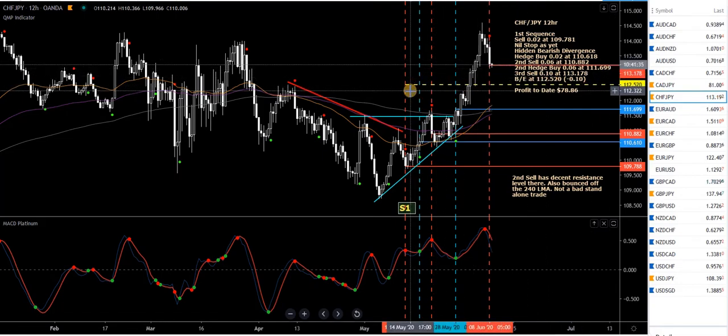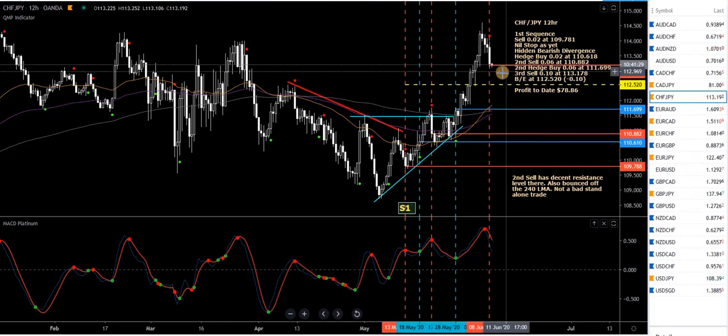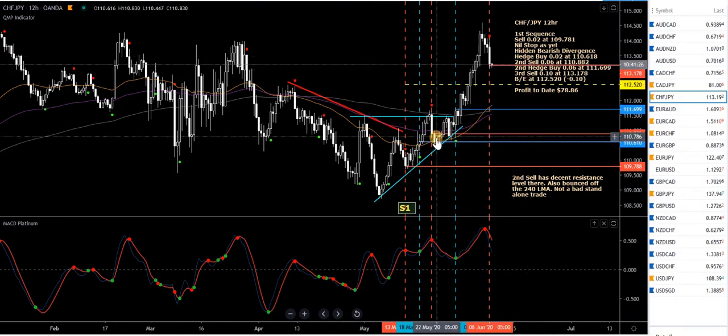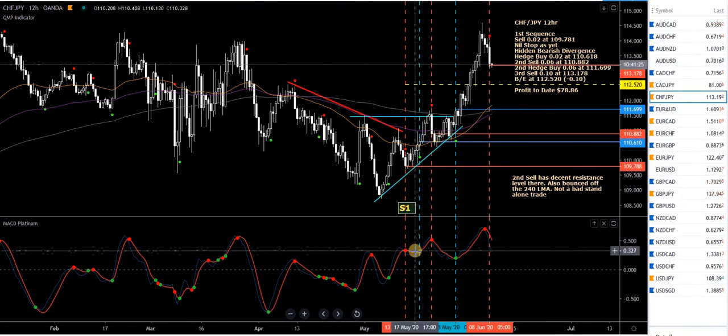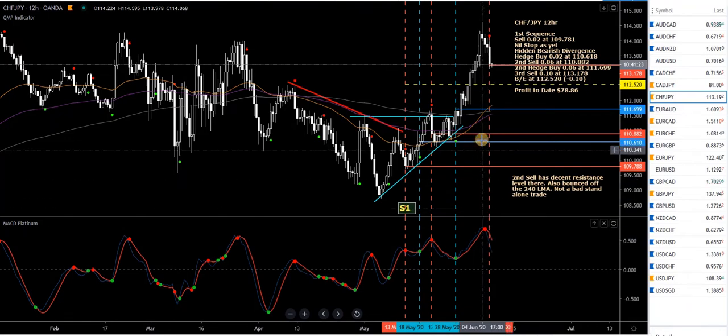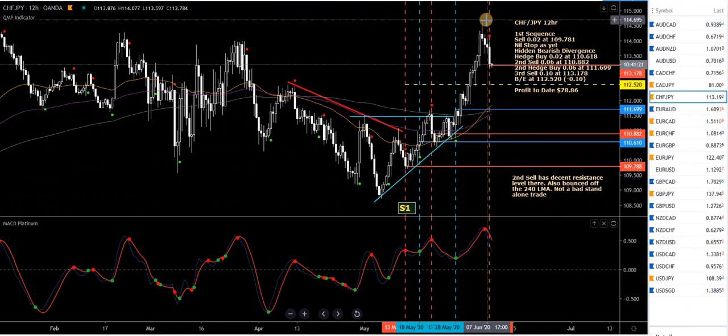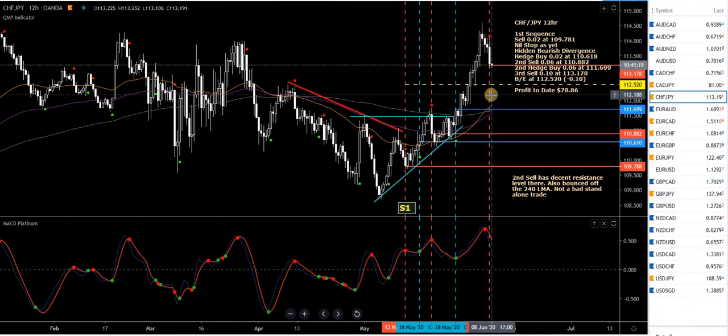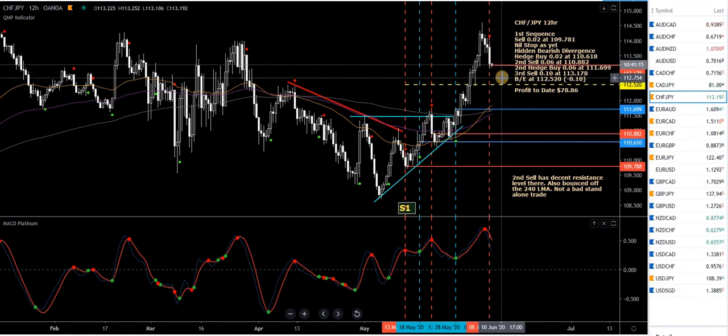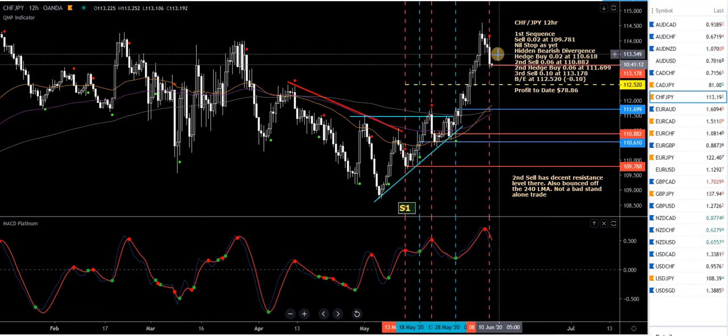Now, I could have closed, no, not this one. So one sequence, you can see the MACD platinum's been above the zero level the whole time. This thing's gone up a long way. Now it's due to fall down or come down. Here's my overall break even. I took a 3rd sell this morning up here.